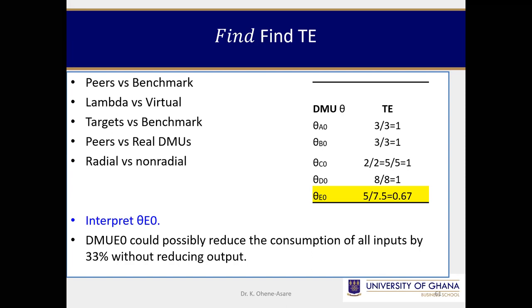Peers and real DMUs. All real DMUs are peers, but not all peers are real DMUs. True or false? All real DMUs are peers, but not all peers are real DMUs.